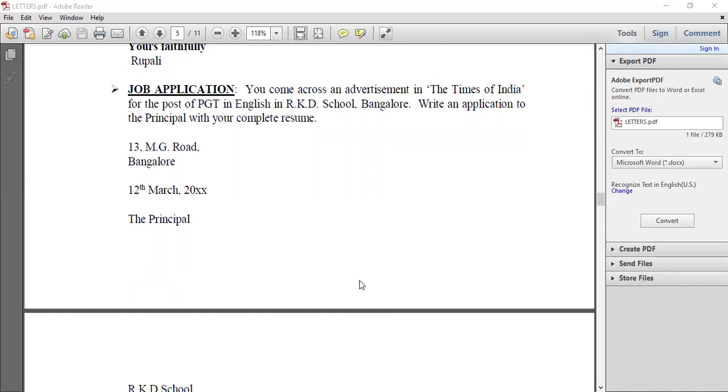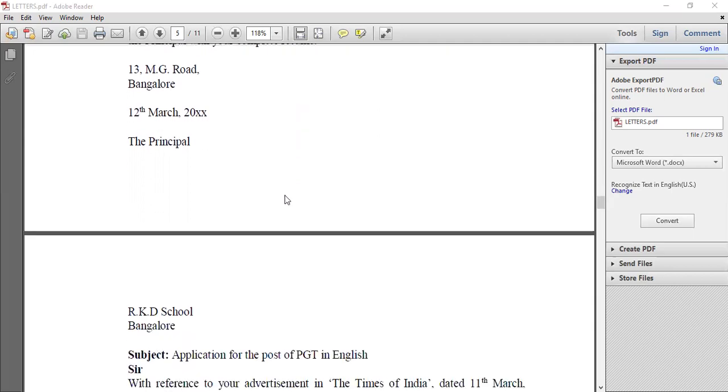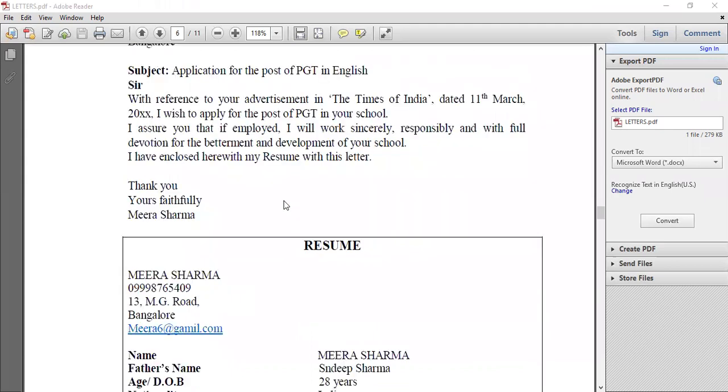There is a question. You come across an advertisement in the Times of India for the post of PGT in English in Arcady School, Bangalore. Write an application to the principal with your complete resume. This is the question. PGT, postgraduate teacher in English. So, sender's address with name, 13 MG Road, Bangalore, 12th March 2020. Receiver's address: The Principal, RKD School, Bangalore. Subject: Application for the post of PGT in English.